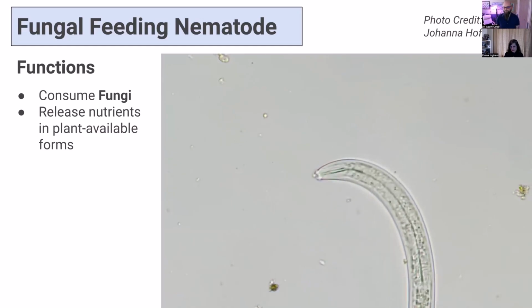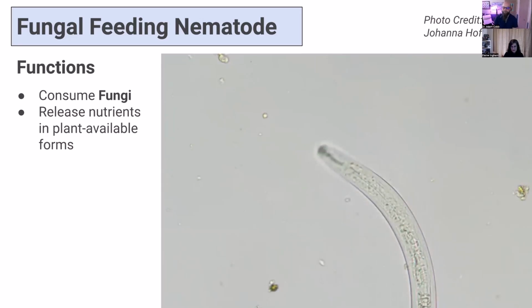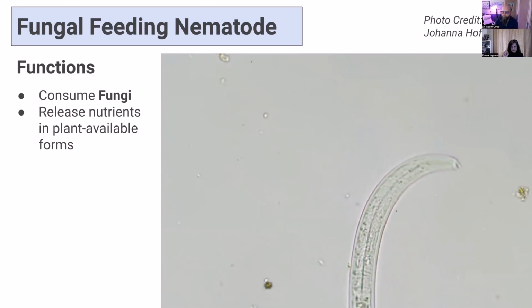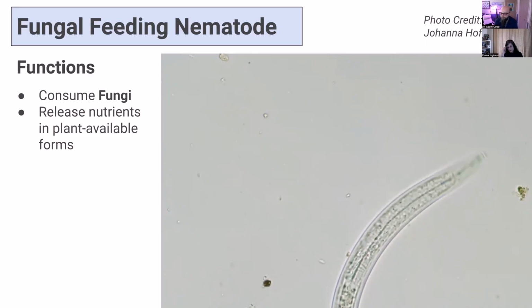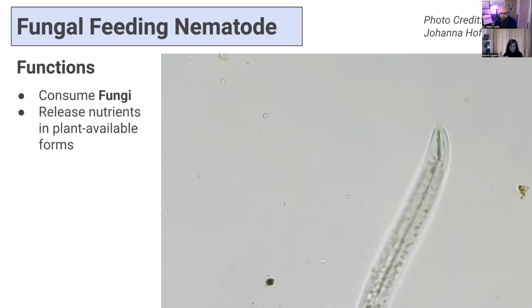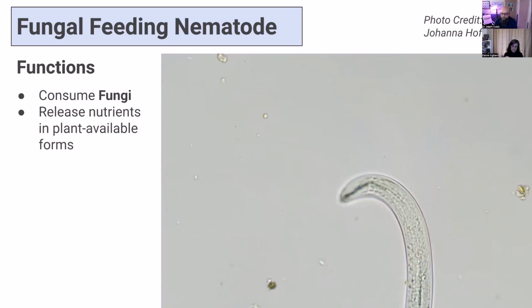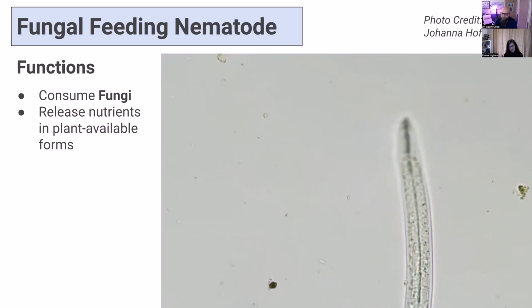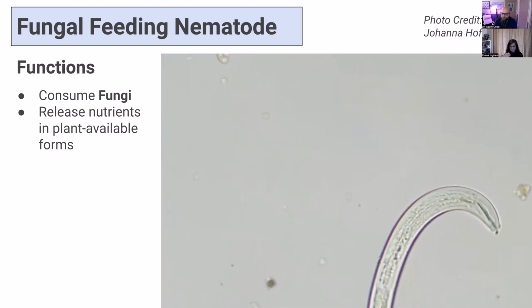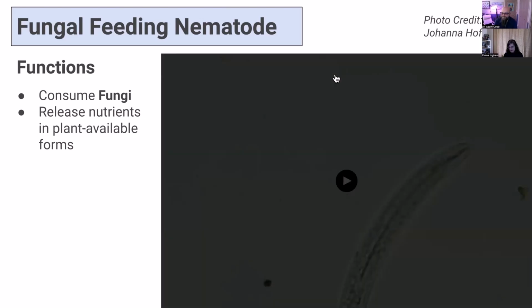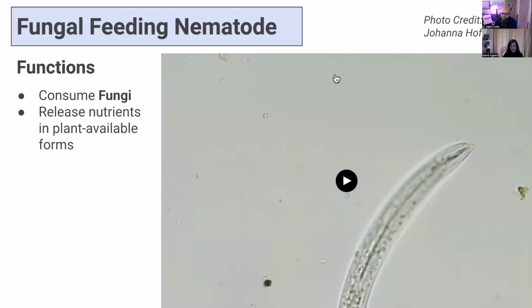And then this nematode will just go to the next cell, suck out the real good juicy cytoplasm inside that fungal cell. And then this nematode moves on to the next one, next one, next one, just right on down the line. And so you can imagine that fungi don't like to see this guy coming.